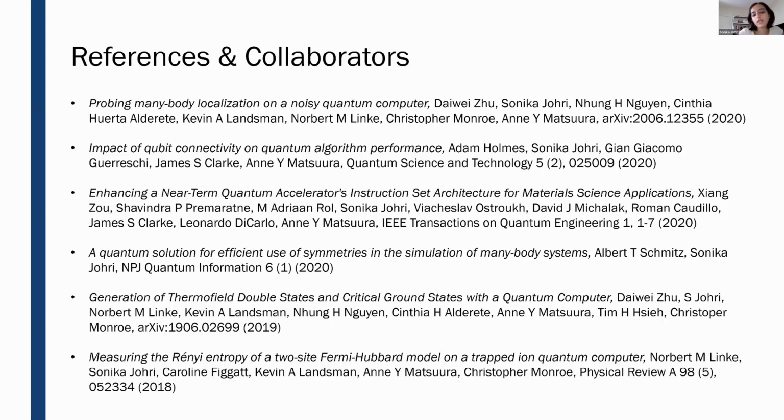Yeah, I think simulation of many body systems, optimization, machine learning, and maybe even more things. I don't want to rule anything out, because every day I learn more about how to operate these noisy machines.